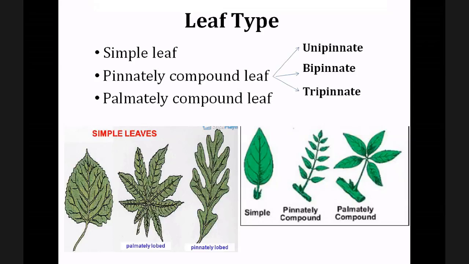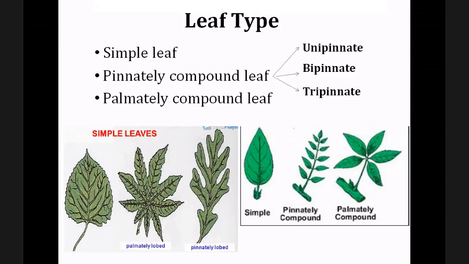Pinnately compound leaf means the leaf which is divided into small leaflets. Those leaflets are arranged on each side of the leaf's central stalk. Here, in this bottom picture, you can see it. When the leaf has smaller leaflets, we call it a compound leaf.